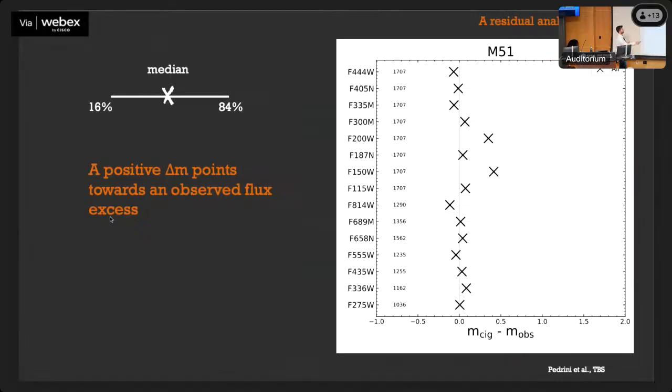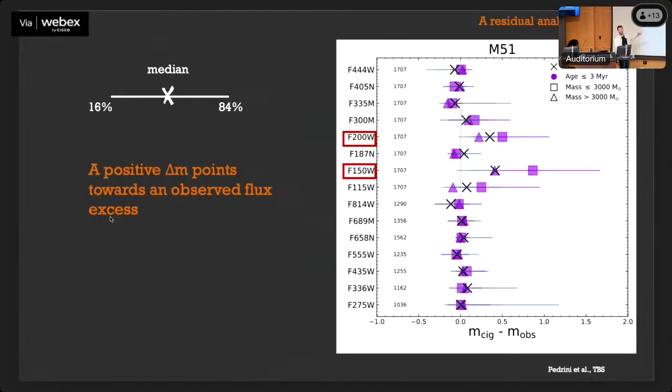And so if it's at 0, then we have a good agreement between model and observation. If it's on the positive area, the observed fluxes are higher. And we see, when you look at the median values for our cluster population, that these are clear offsets from the rest, no? And when looking at the younger and the less massive ones, this becomes very important.